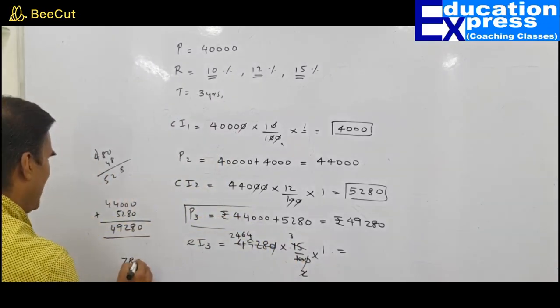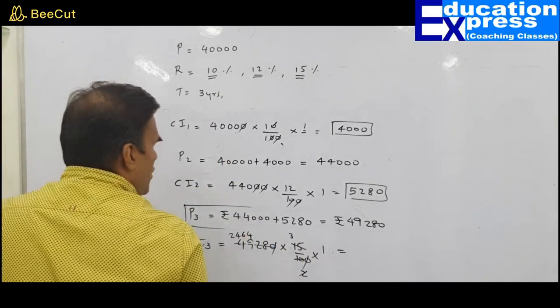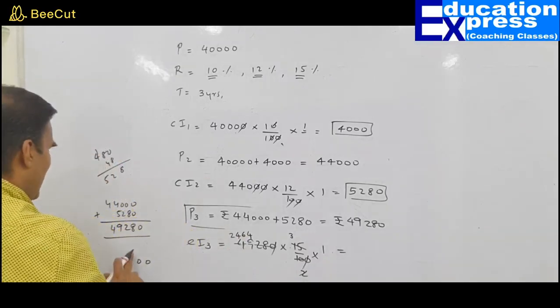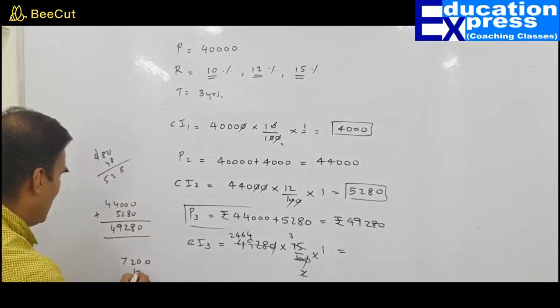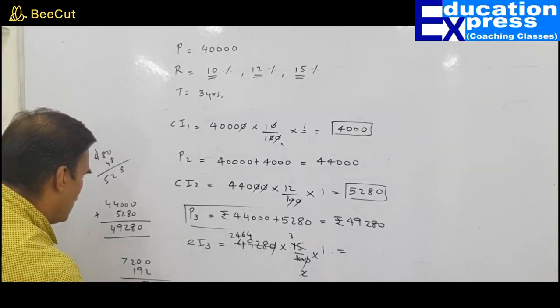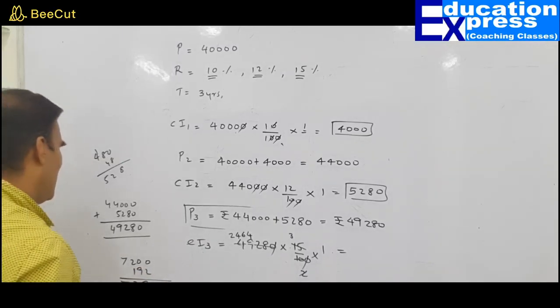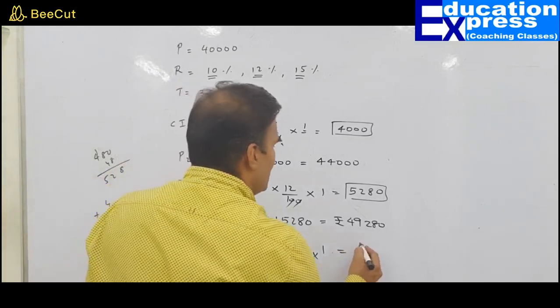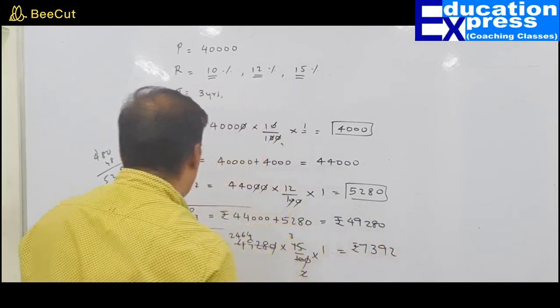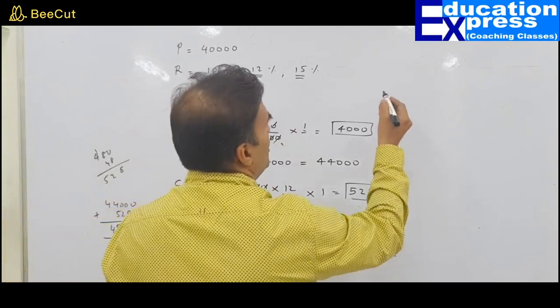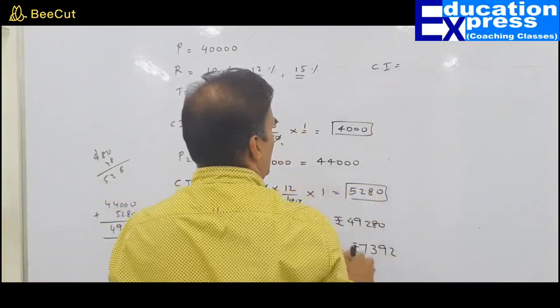24, 7, 8. 24, 24, 48, 70, 200. 64, 180 and 192. So the total would be 7392. 7392 rupees.